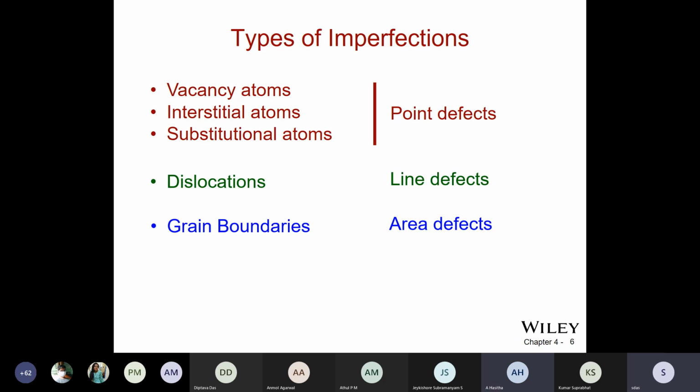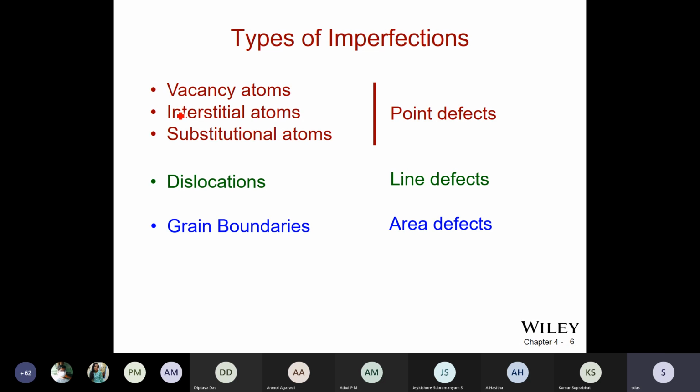Now the atomic level or microscopic level imperfections in a material are classified in 3 major groups: point defects, line defects, and area or surface defects. Point defects can be vacancies. It means one of the lattice sites where an atom is supposed to be present, it is absent. That is called a vacancy.